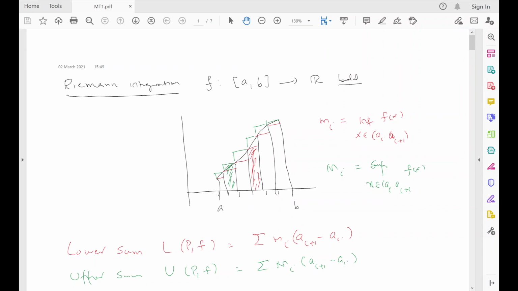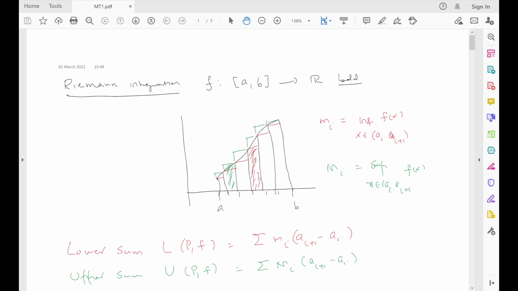So, the lower sum is the summation of m_i times (a_{i+1} minus a_i). So, what is a_{i+1} minus a_i? That is simply the length of the interval a_i to a_{i+1}, right. So, you are multiplying the infimum of f in an interval times the length of the interval, and similarly the upper sum is the supremum of f in an interval times the length of that interval.